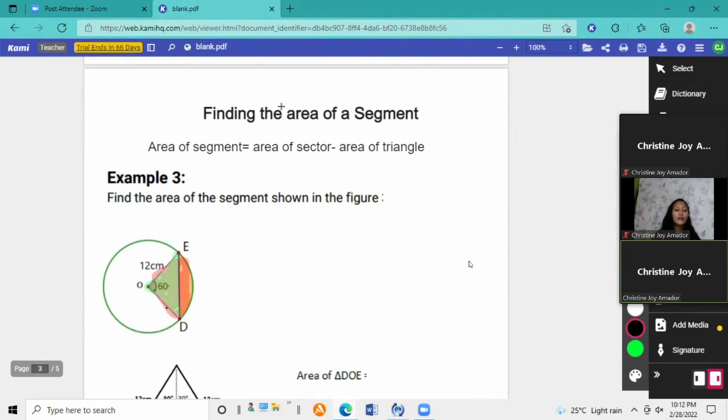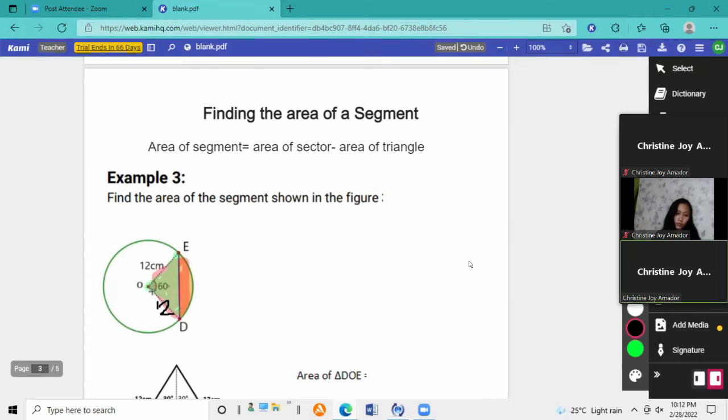Okay, with that, let us try to answer this example. Example number 3: find the area of the segment shown in the figure. So this one, the shaded part. In this figure, we have the radius of 12. If OA is the radius of this circle, and OD is also the radius of the circle, so if OE is 12, meaning OD is also 12. So this is also 12.